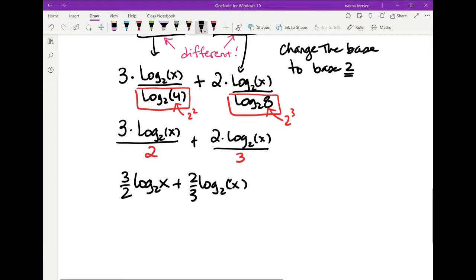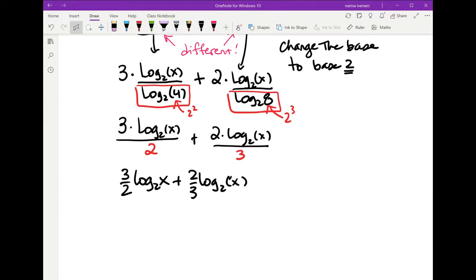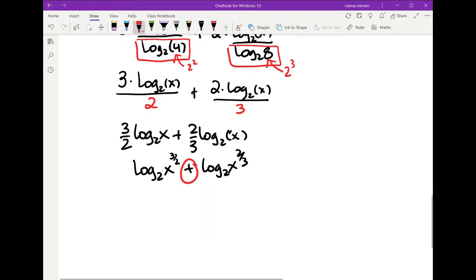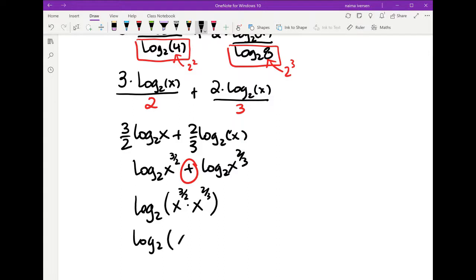And there's a bunch of different ways that you can do this. So you can either do this, log base 2 of x to the power of 3 over 2, bring those exponents up, x to the power of 2/3, and then multiply them together. That plus in the middle means that we're going to go log base 2 of x to the power of 3 over 2 times x to the power of 2/3. And then we add our exponents and get x to the power of, what is that? 9 plus 4 is 13 over 6. Get yourself a common denominator. And that's what it would look like all in one term.